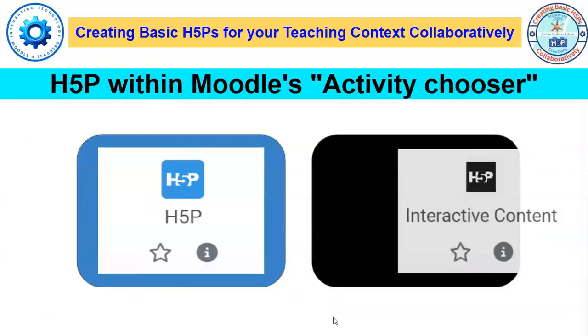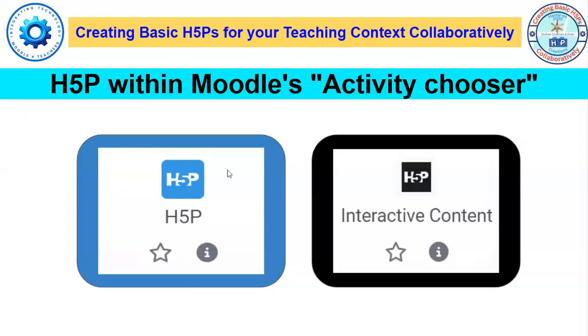Well, these are the two icons you will see in the activity chooser. The blue one is integrated and you will create the activity in the content bank, and the black one, which is called interactive content, you will do the activity directly. You don't need to go to the content bank.